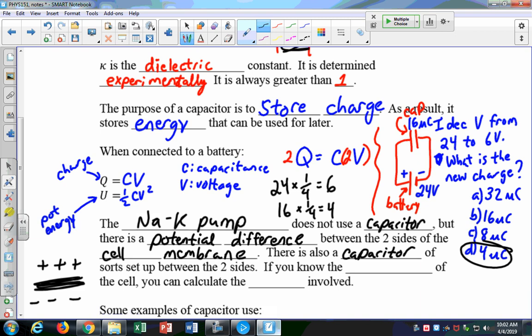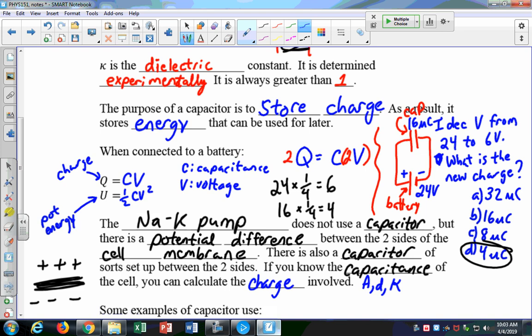So there is also a capacitor of sorts set up between the two sides. It's a lot like a capacitor because it's separating the charges. And so if you know the capacitance of the cell, that is, if you know the area, the distance between the two sides of the cell membrane, which is basically the width of the cell membrane, and you know the kappa, which is how good the cell membrane is at insulating between those two sides, then you can calculate the charge involved.